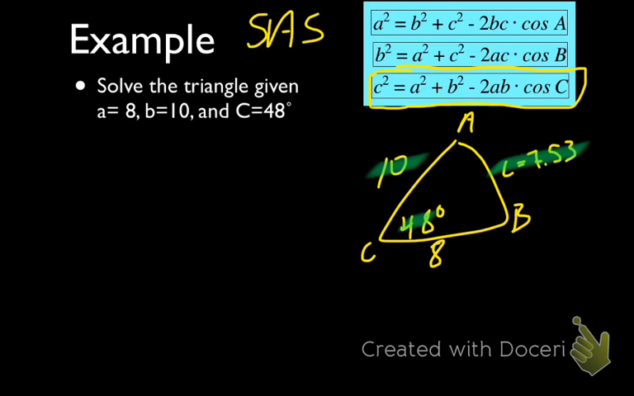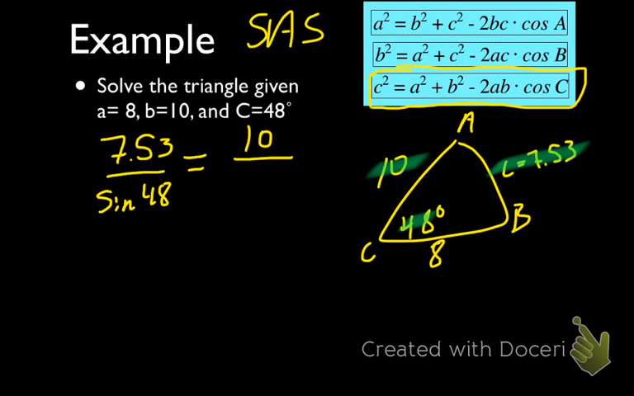All right, and in this I can take the little c, which is 7.53, divided by the sine of 48, that's angle C, and set that equal to, what do you want to find, A or B? A. All right, how about B? Okay. So we'll take little b, which is 10, divided by the sine of b, which I don't know. And to solve this, I'm going to flip them, right? Because b is in the denominator. You could cross multiply, but I'm going to flip them.